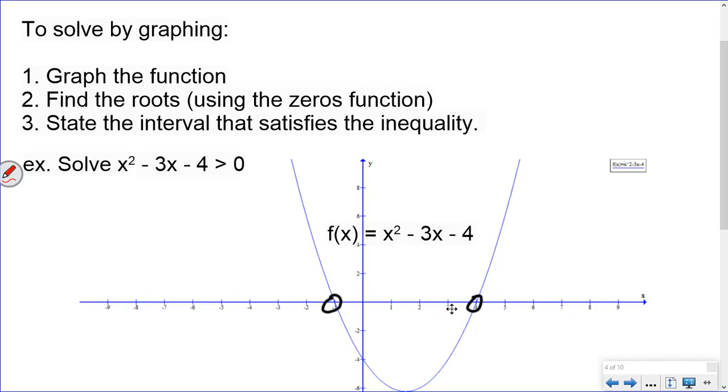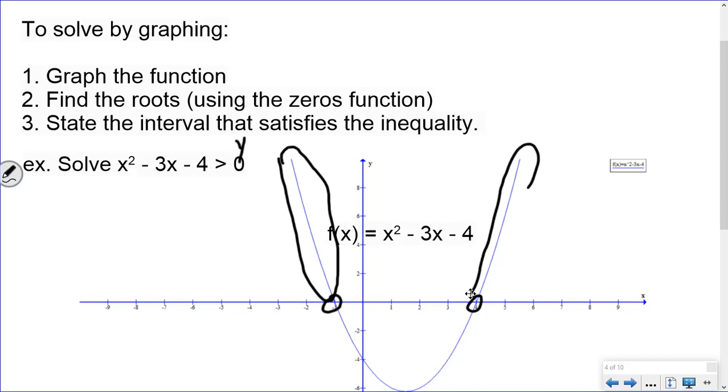Then we're going to take a look at, now that I have the graph of my function y is equal to x squared minus 3x minus 4, when is this line greater than 0? So 0 in this case takes the place of the y, meaning that I'm looking for when this graph is above my x-axis, or in other words, when are my y values positive? And they are positive in this part of my graph here, and in this part of my graph here.